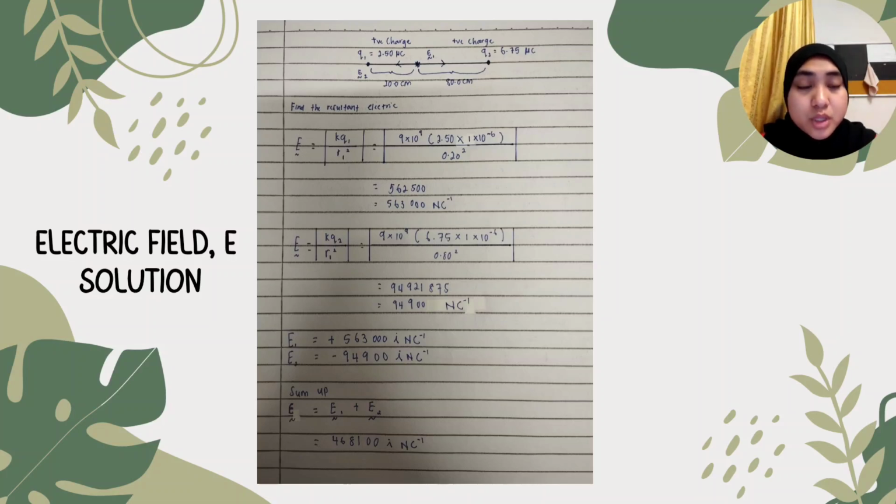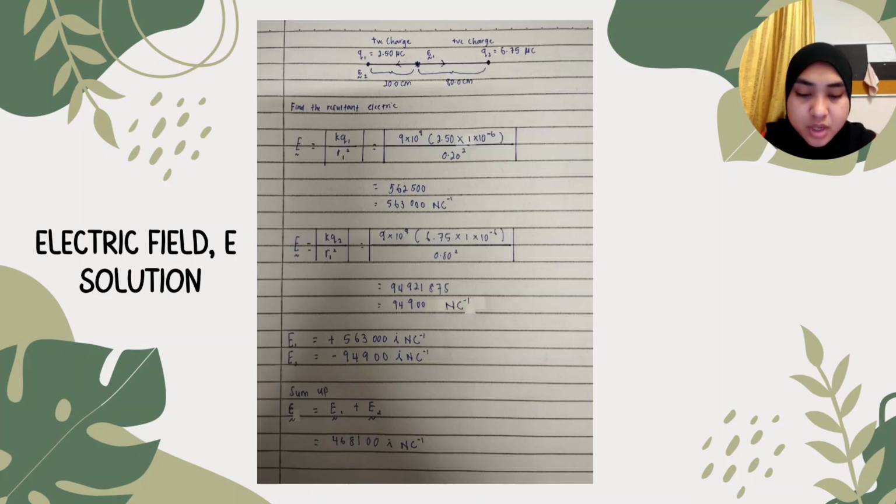562,500, and we need to round it off to 56,300 newton coulomb to the power of negative 1. And then as we solved before, that was the first electric field, and then we need to solve the second one, which is Q2.